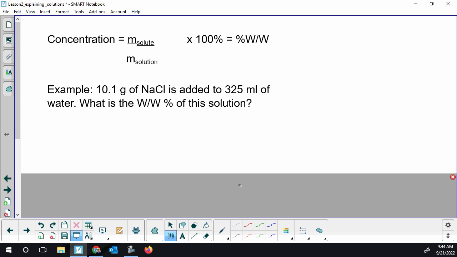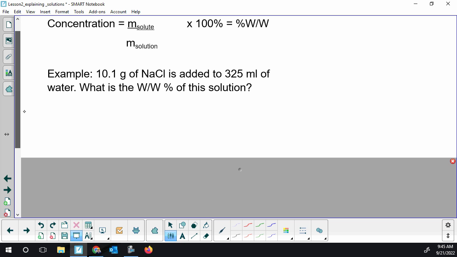So 10.1 grams of sodium chloride, so salt, is added to 325 mils of water. So that's not the total amount. We're putting the two together again. And what is the weight to weight percent? So again, soon as you see percent, solute, divide by total, times 100.